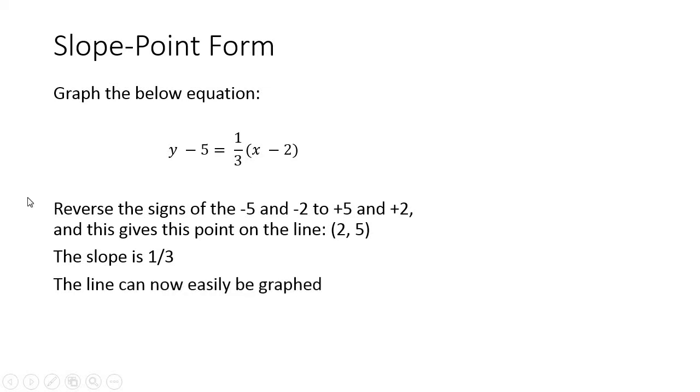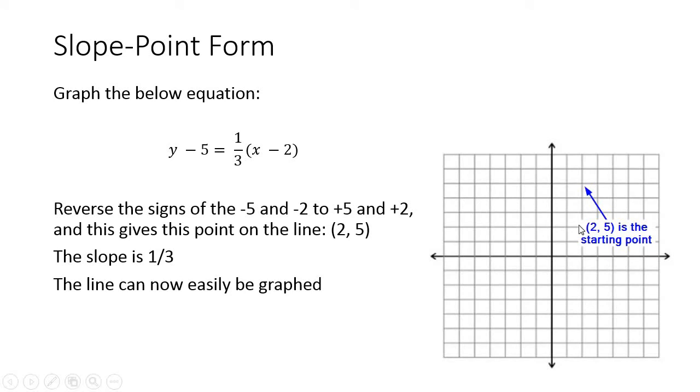The line can now easily be graphed. You have your starting point of (2, 5) right here. And from there, use your slope to start forming your line. Slope is 1/3, which is a rise over run of 1/3. Rise is positive 1, run is positive 3. And of course, from here, you can just complete your line. And that's the end of that lesson.